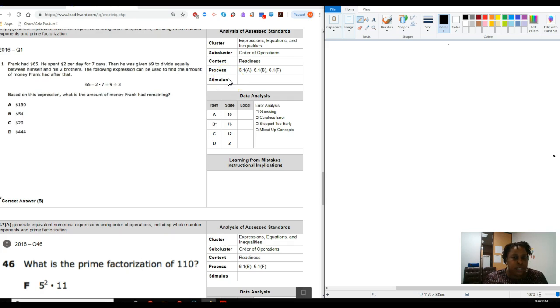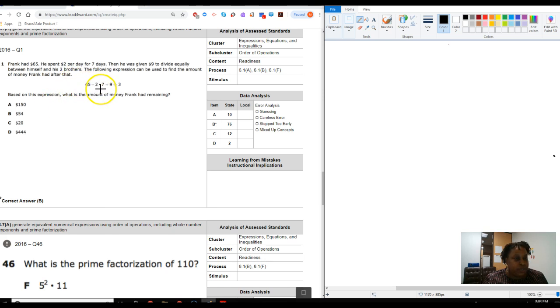Okay, so I want to explore this problem right here. Frank has $65. He spent $2 per day for 7 days. Then he was given $9 to divide equally between himself and his two brothers. The following expression can be used to find the amount of money Frank had after that.